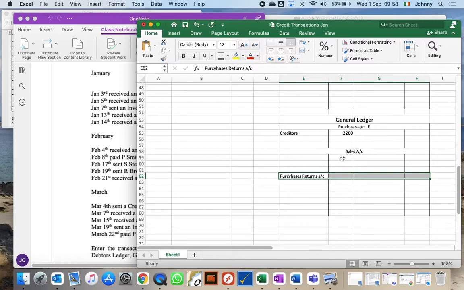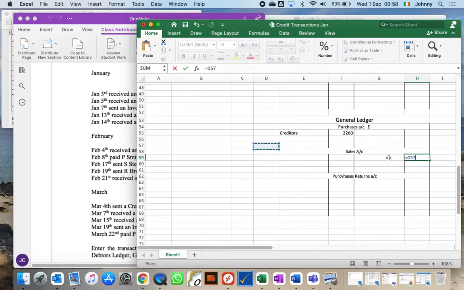So first of all, let's just ask, what type of account is sales? Asset, liability, expense, or income? Income, it's a way I get money. So which side of the sales account will I put the number in? Look at the bookkeeping key. Which side? Credit, okay? So on the credit side, I'm going to put my amount of money from the sales.